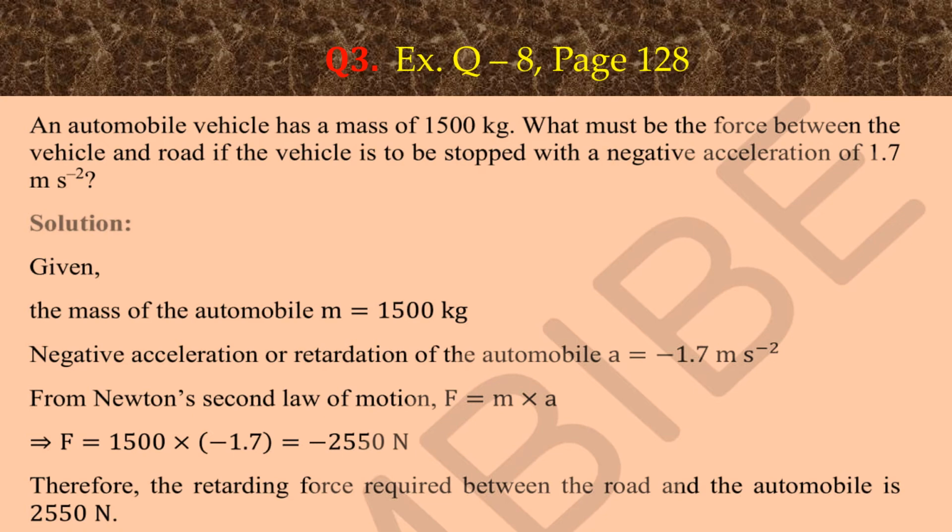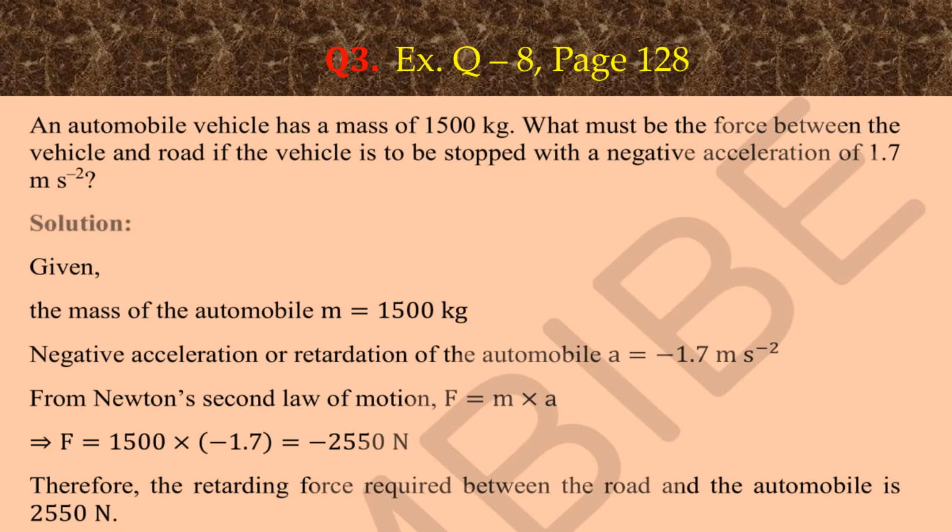Here the mass of the automobile is clearly given, that is m is equal to 1,500 kg. And the acceleration is given, it is negative acceleration, that means the vehicle is stopping. So it is a deceleration case. So acceleration a equals negative 1.7 meter per second square.